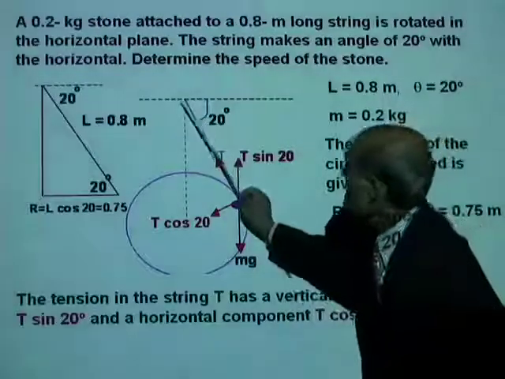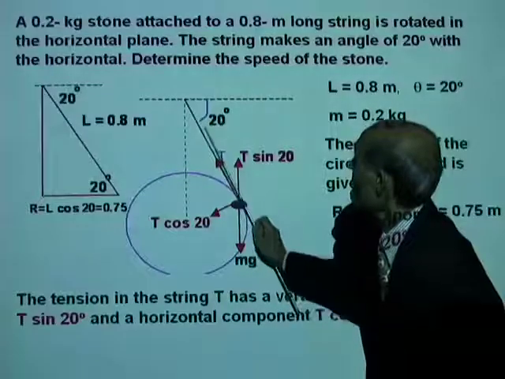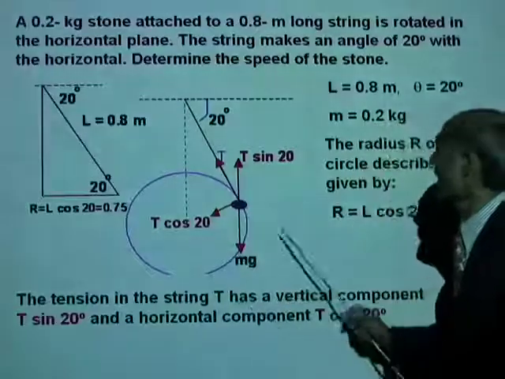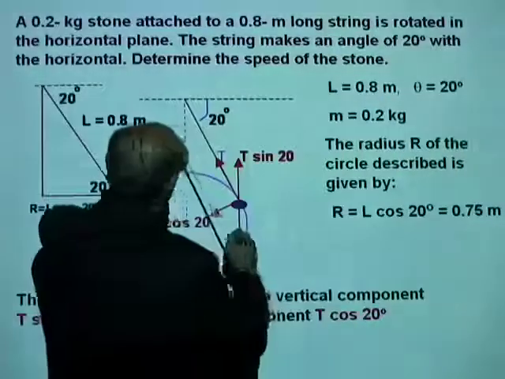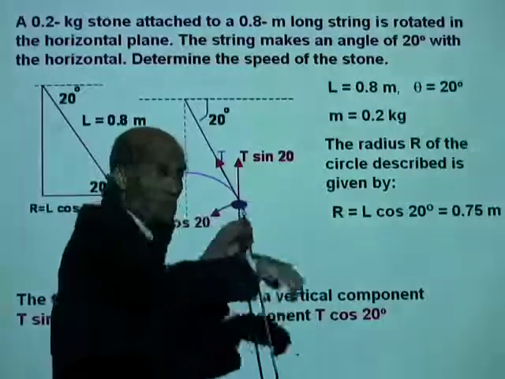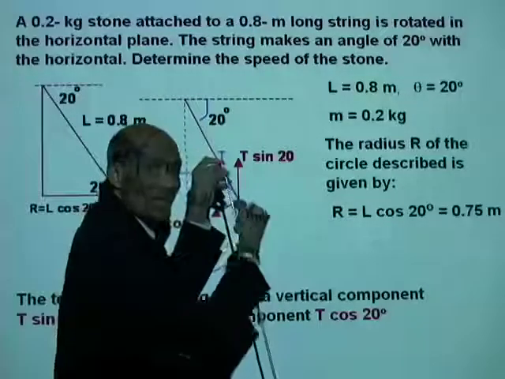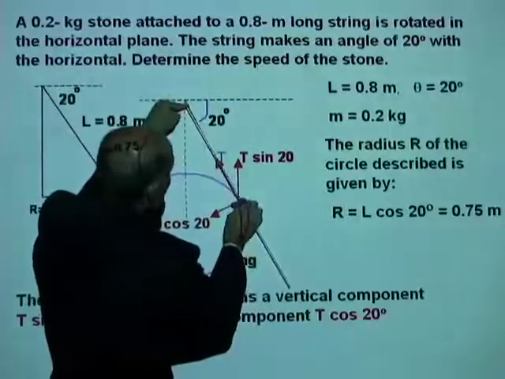Now, the tension T on the string has a vertical component. You can see the force when the pendulum goes round. The tension on the string is directed like this.